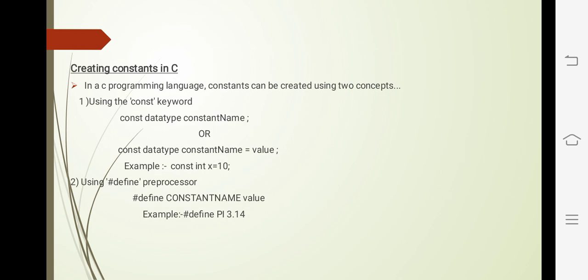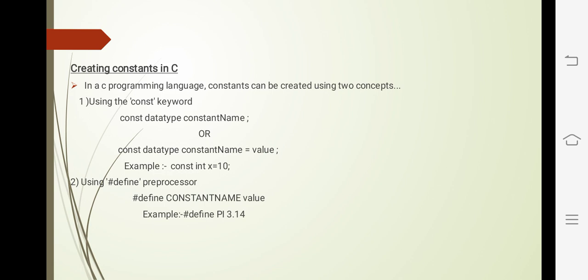Next is creating constants in C programming. There are two different ways used for creating a constant. First is using the const keyword, and second is using the hash define preprocessor. In the first, using the const keyword, we define a constant by using the const keyword, next the data type and space, then the constant name. Example, const int x equal to 10.